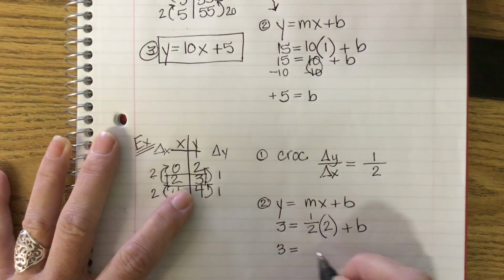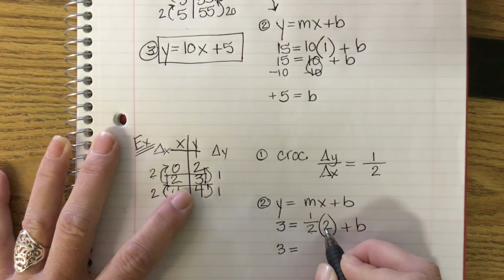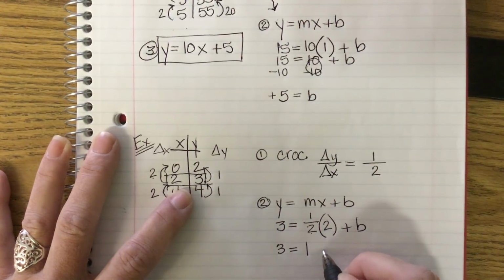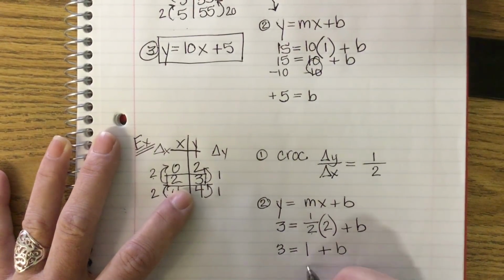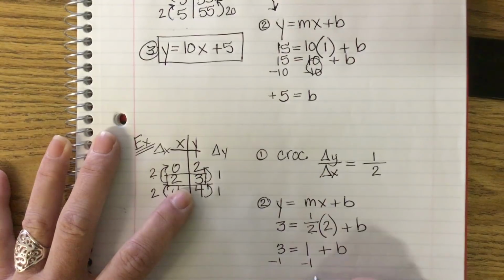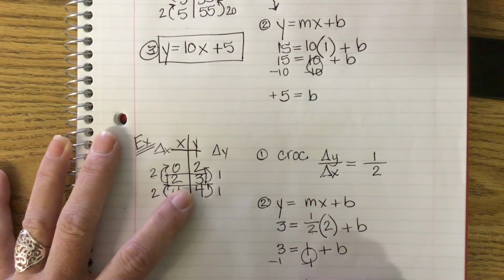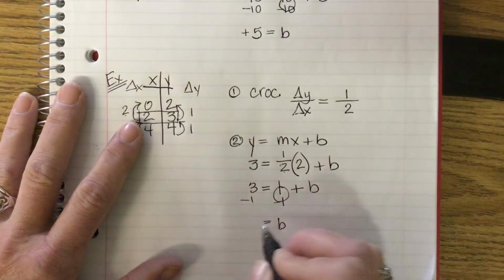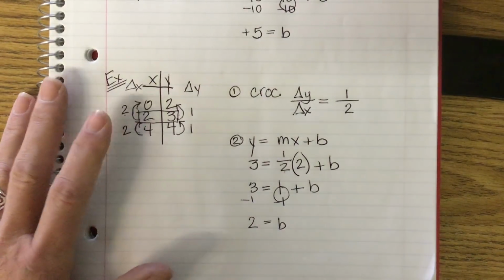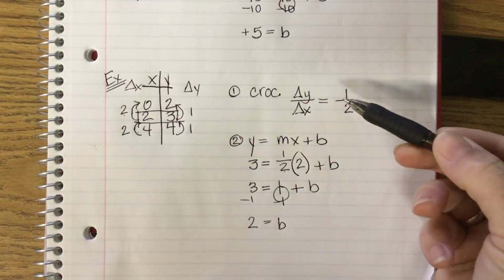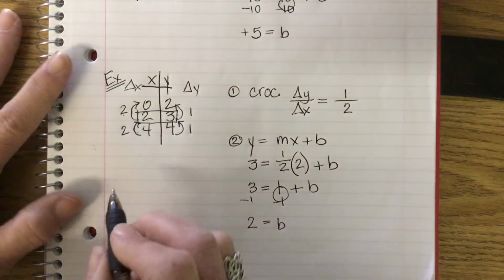Now I just solve. Half of 2, that's right, is 1, plus b. Subtract my 1 from both sides, create a 0 pair. b is isolated. Oh, sorry. 3 minus 1 is 2. Now I have my b, and I have my constant rate of change. I can write my function.